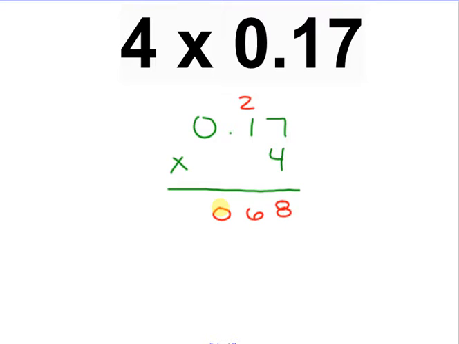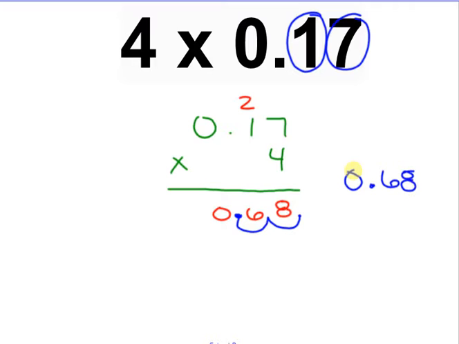Okay, and that's it. Now, how many numbers are after the decimal point? There's no decimal here, so that's none. And then there's 1 and 2 right here. So I'm going to start over here and I'm going to go 1 and 2. And my decimal is going to go right there. So my final answer is 0.68.